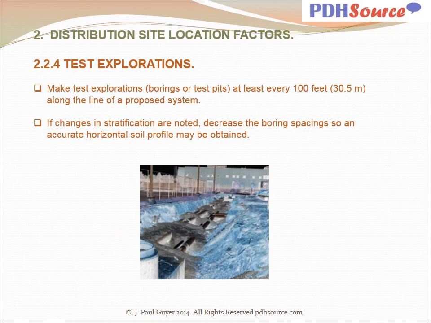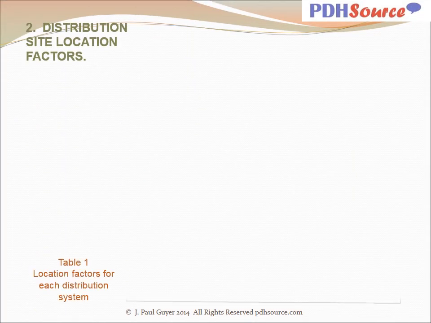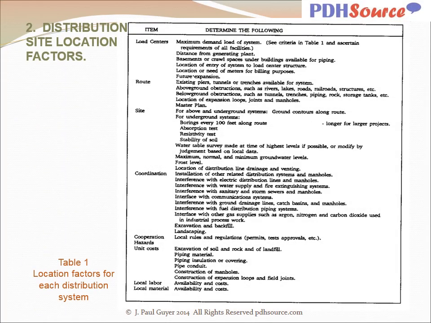Make test explorations such as borings or test pits at least every 100 feet along the line of a proposed system. If changes in stratification are noted, decrease the boring spacing so an accurate horizontal soil profile may be obtained. Table 1 indicates location factors for each distribution system.